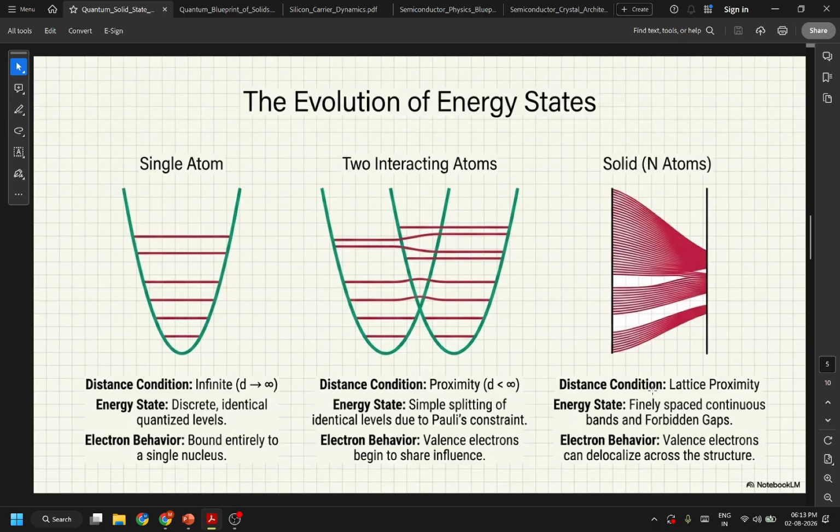So the distance condition is lattice proximity. What will happen is finely spaced continuous bands and energy gaps. So you will have these continuous bands which are very finely spaced, and there will be forbidden gaps in between. And what will happen is that the valence electrons can delocalize across the whole structure between different nuclei.